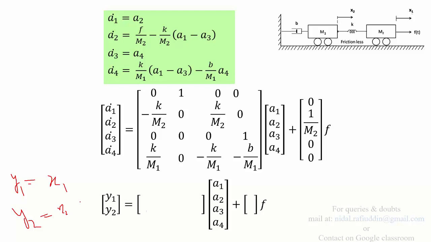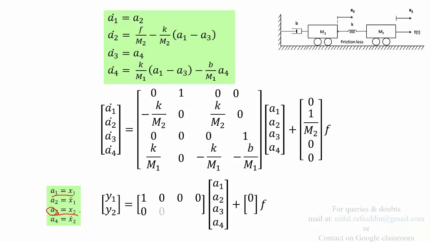Since a1 was chosen to be x1, we assume this as a state variable corresponding to x1, and x1 is nothing but y1, and thus y1 is equal to a1. Thus this will become 1, and the remaining terms are 0. And again, since there is no term of f here, you have 0. Then y2 is equal to x2, displacement of mass m2, which is nothing but the state variable a3, and thus y2 will be written as 0, 0, 1, 0, and 0.